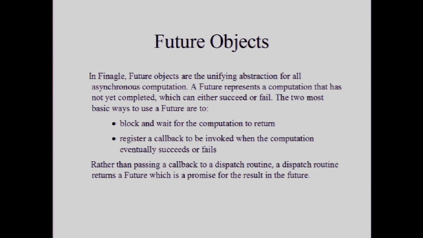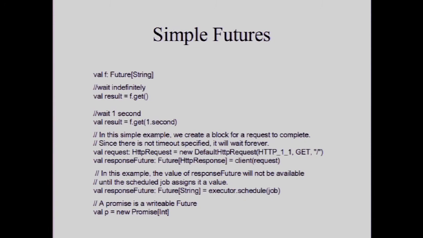Rather than passing the callback to a dispatch routine, the dispatch routine returns a future, which is a promise. So basically, you add the callback into the future before you pass it to the server. It's kind of backwards from the way you traditionally do things. So here's an example of some simple futures. I know this code is in Scala, but we'll have Java examples too.